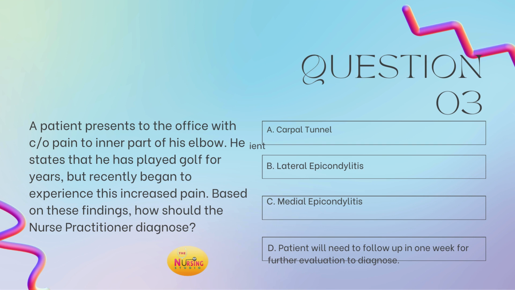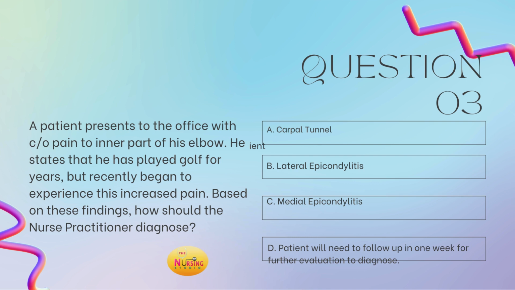All right, you guys. Stem of the question states, based on these findings, how should the nurse practitioner diagnose? All right, so let's run it back and see what the assessment findings are. The patient came in. How did they present? They came in stating that they're having pain to the inner part of his elbow. This should start to raise a flag, right? Then he says he played golf for years, but recently began to experience this pain. Well, you should start to think about the epicondylitis, right?